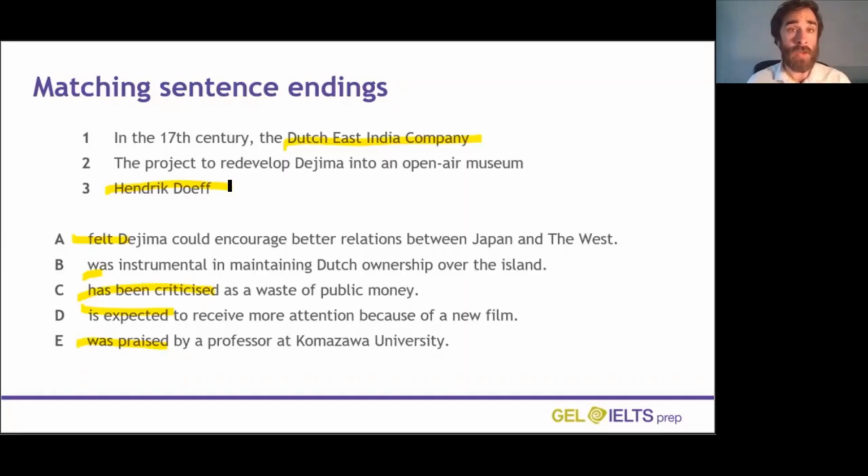So now that we know that number one and number three are people or organizations, have a think about the endings. Which of those ending verbs could only go with a person or an organization? Remember, we have felt, was, has been criticized, is expected, and was praised. Which of those could only go with a person or organization? Look at the next question below this video and choose the correct option.